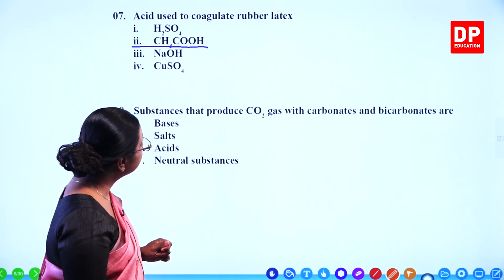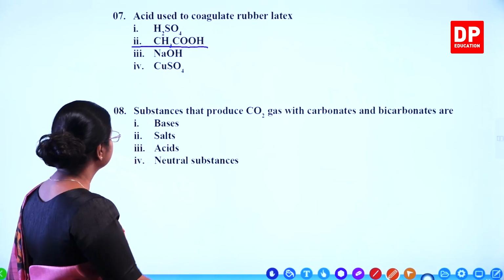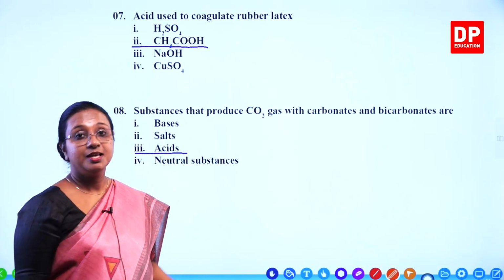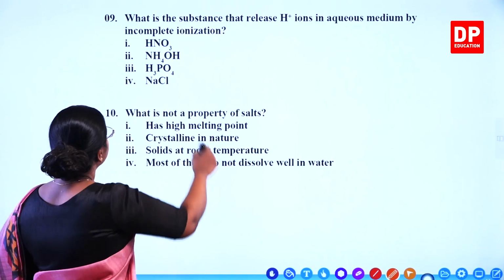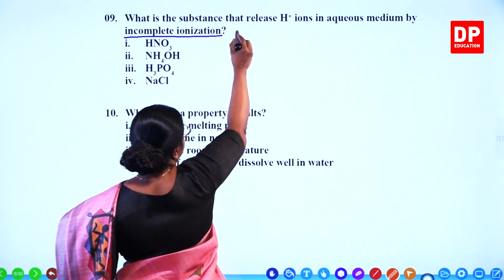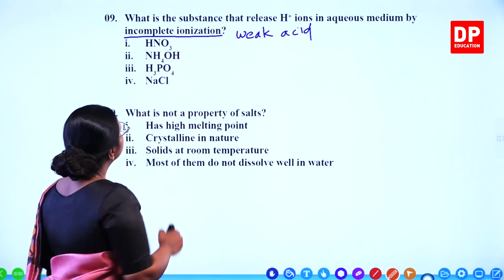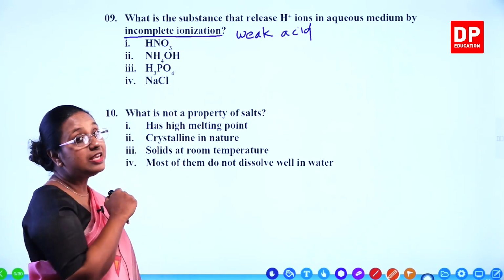Then substances that produce CO2 gas with carbonates and bicarbonates are what? They are acids. Bases no, salts no, neutral substances no. With that, I'll move on to the next question. What is the substance that releases H+ ions in aqueous medium by incomplete ionization? Incomplete ionization means it has to be a weak acid. What is HNO3? It's a strong acid. NH4OH is a weak base.